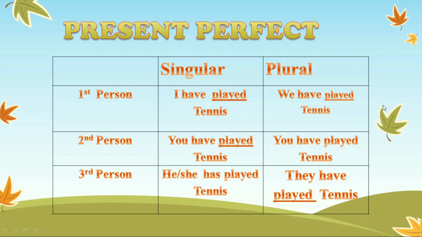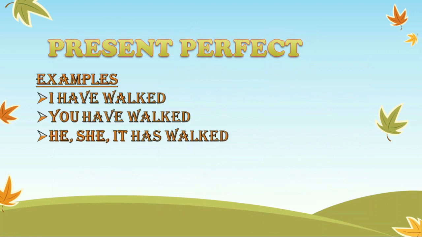In all others, we have used have as a helping verb, but in third person singular, we have to use it as has. So, he has played tennis, and rest all the persons we are using the same verb, that is have. The only change which we notice is in the third person singular. So, let's see these examples here. I have walked. So, here walked is the third form of verb and the helping verb have is used with I. You have walked, again walked is the third form of verb and have is used as the helping verb here. But he, she, it has walked.